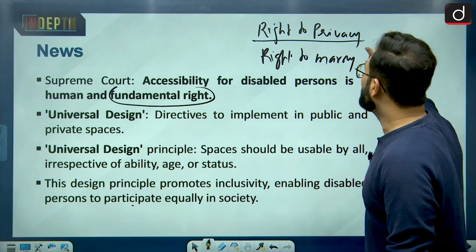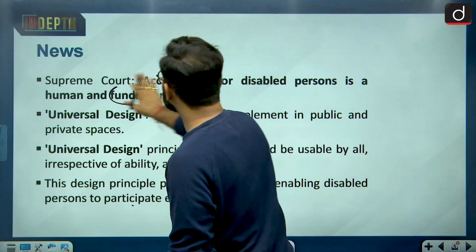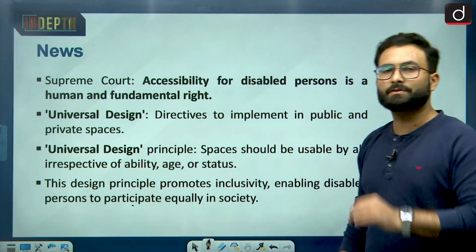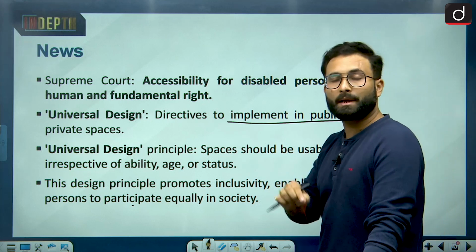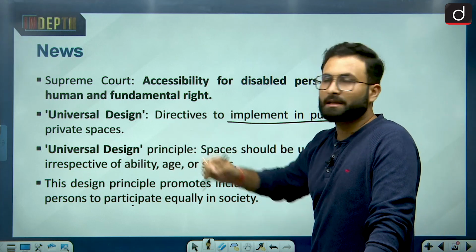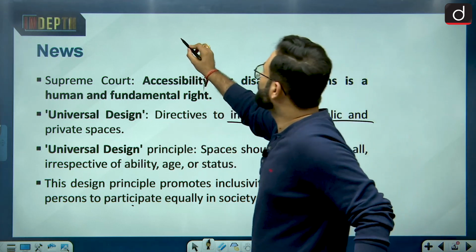Anyways, moving further, the Supreme Court has also mentioned that there are certain directives which have been given to implement in the public as well as the private spaces, that you should go for the universal design.